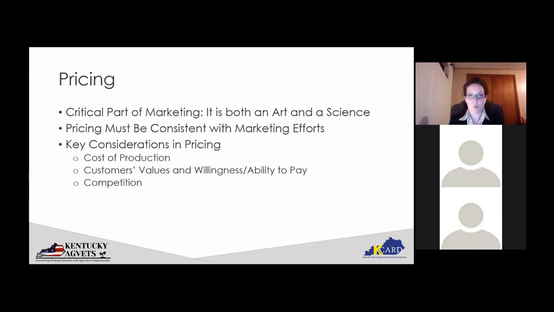First, what is that cost of production? This includes anything that it takes to get that plant or that animal directly to that consumer. So this includes our cost of goods sold as well as our operating expenses. We also work into, what is the willingness and ability to pay? Make sure that your price is consistent with that.